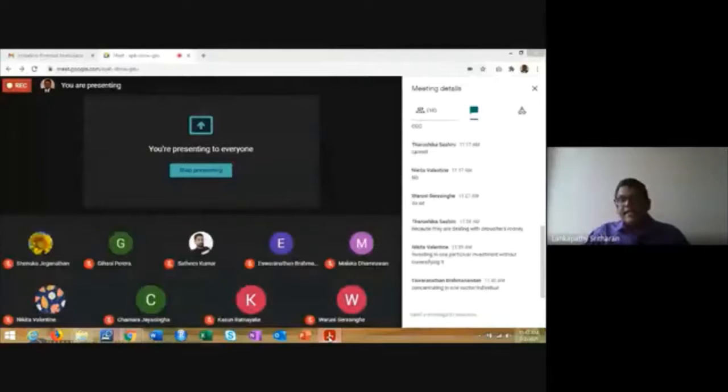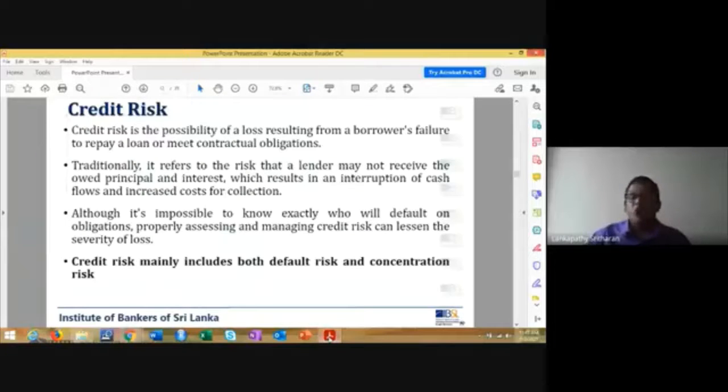Yes, somebody answered that the concentration of risk into one sector or individual is the right answer. Based on this example, I think you all would have understood it properly. Bank A or bank B, which has more risk? Can someone say?